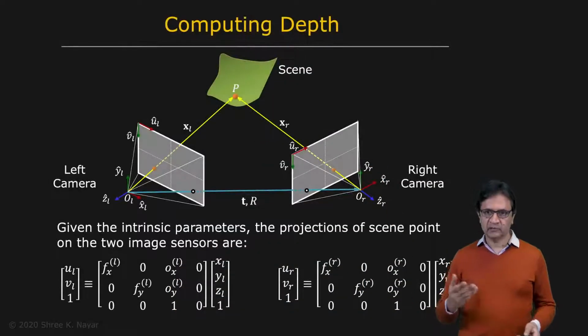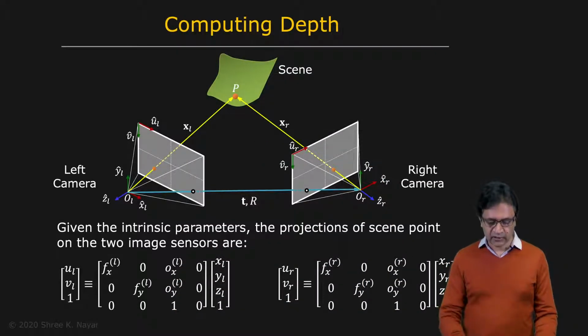So at this stage, we have correspondences between points in the left image and the right image. We want to take each one of these corresponding pairs and use the image coordinates of those points to estimate the three-dimensional coordinates of the point in the scene. And that's what we refer to as computing depth. And we know that that process involves triangulation.